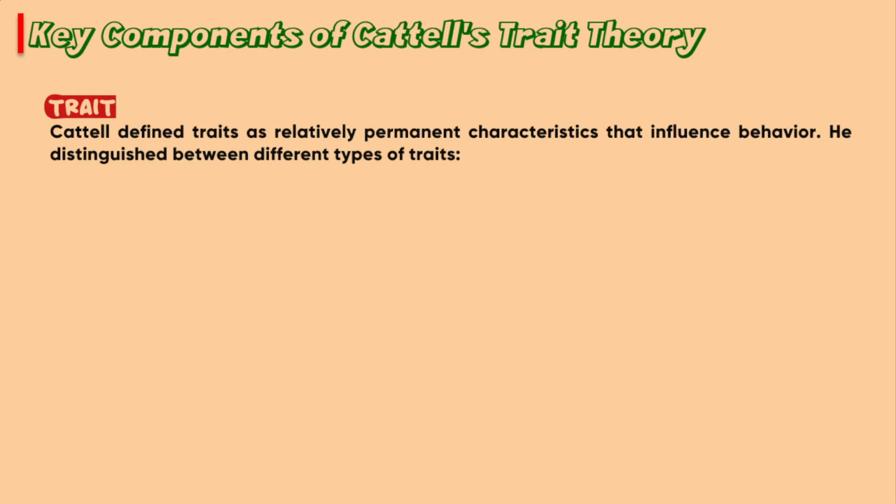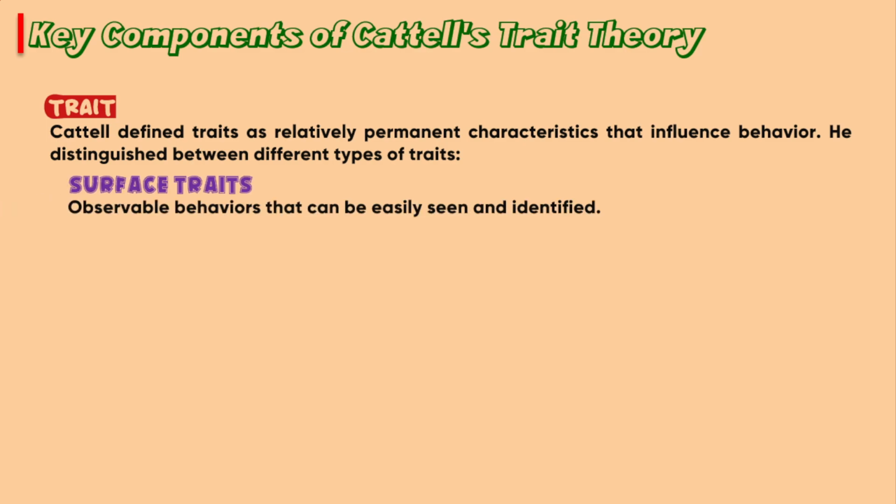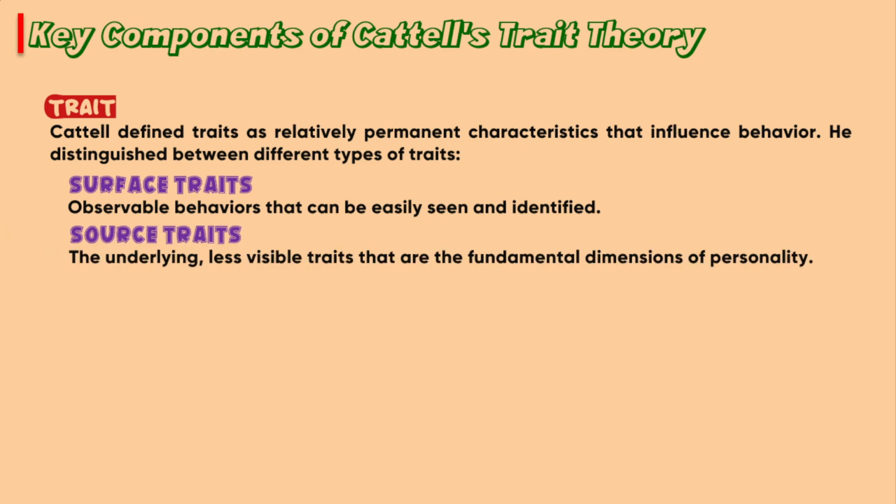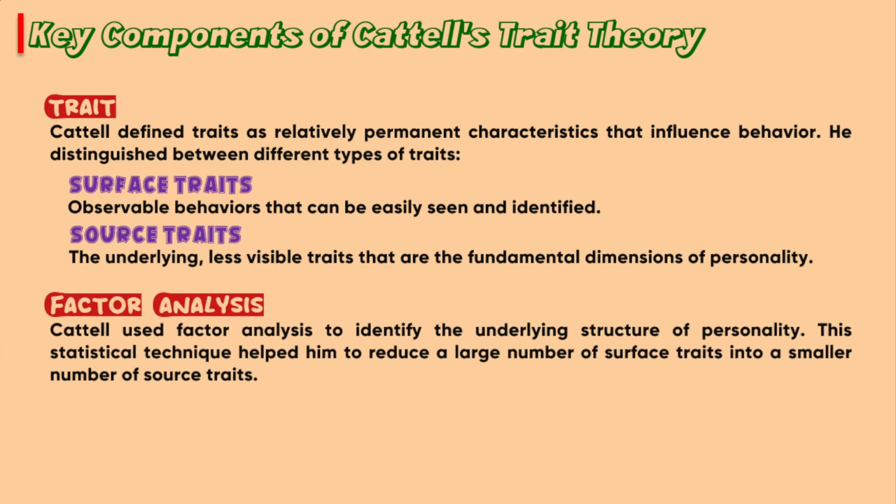Cattell defined traits as relatively permanent characteristics that influence behavior. He distinguished between different types of traits. Surface traits are observable behaviors that can be easily seen and identified. Source traits are the underlying, less visible traits that are the fundamental dimensions of personality. Cattell used factor analysis to identify the underlying structure of personality. This statistical technique helped him to reduce a large number of surface traits into a smaller number of source traits.